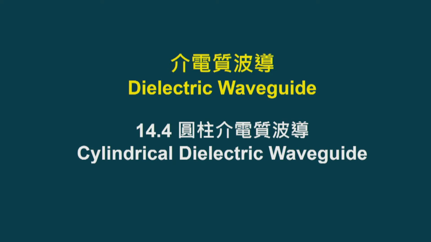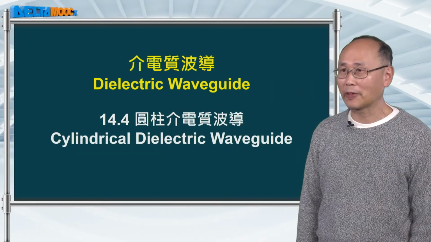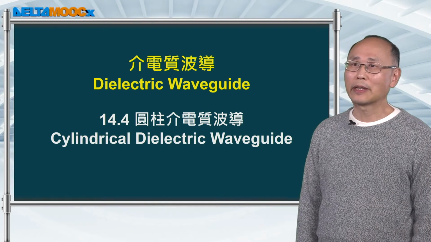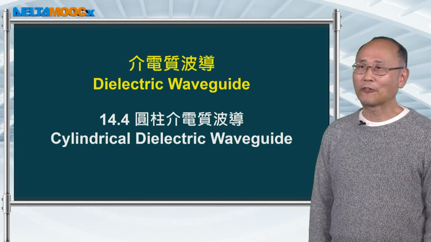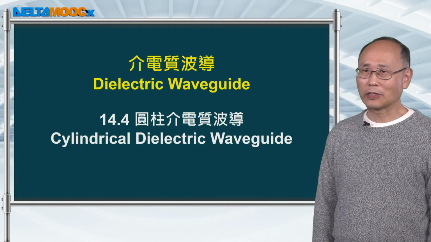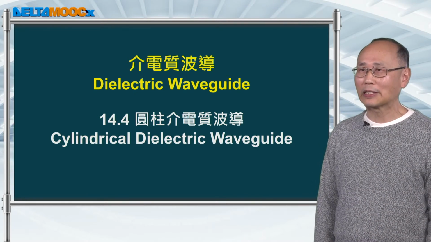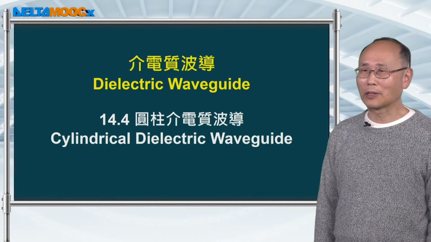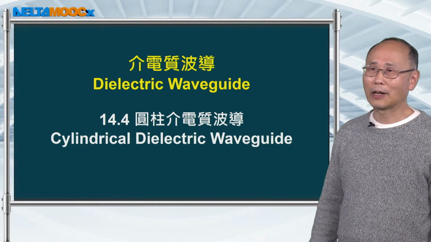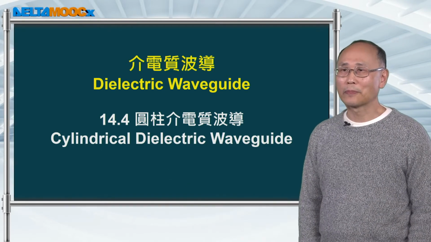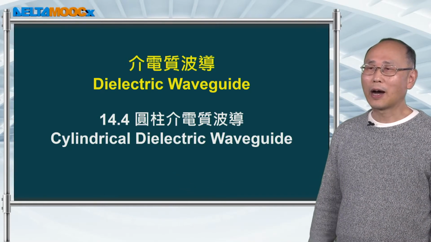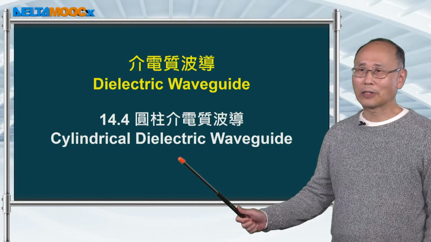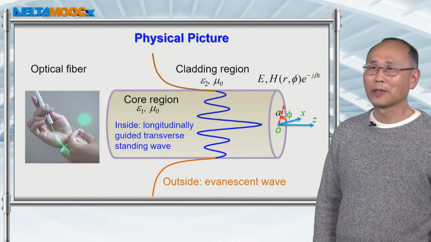In the last few sessions, we focused our attention on the dielectric slab waveguide. We modeled it in the XYZ coordinate system, but a piece of optical fiber is a cylindrical wire, so in this session, we're going to do our analysis in the cylindrical coordinate system. So we're going to use the technique we learned before to analyze a cylindrical dielectric waveguide.